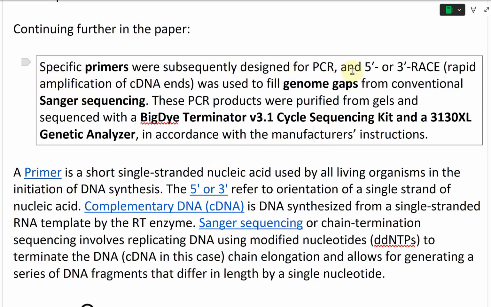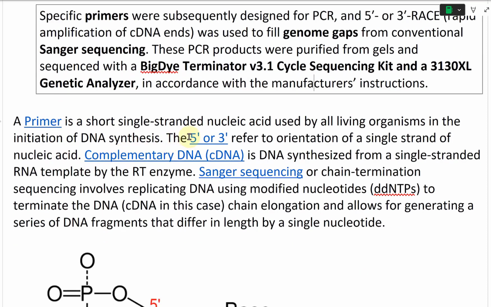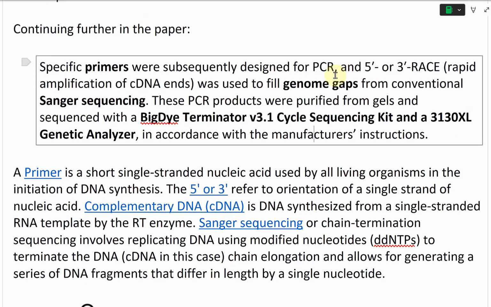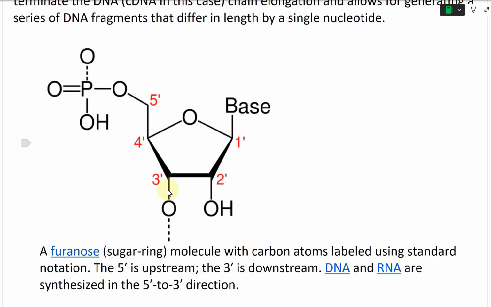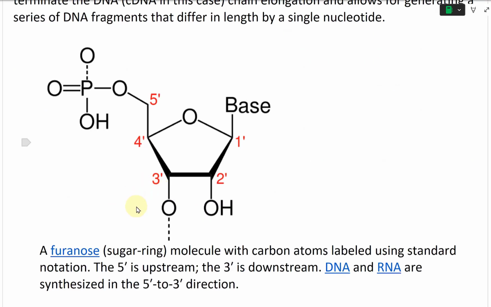So specific primers were subsequently designed for PCR. So a primer, again, as I went over earlier, is a short single-stranded nucleic acid used by all living organisms in the initiation of DNA synthesis. And the 5' or 3' right here, this RACE right here, refer to orientation of a single strand of a nucleic acid, and have this over here. I just showed this illustration.